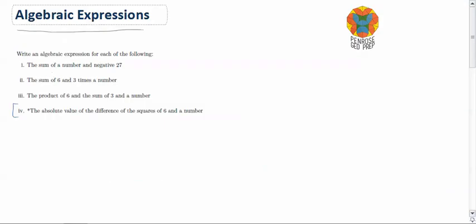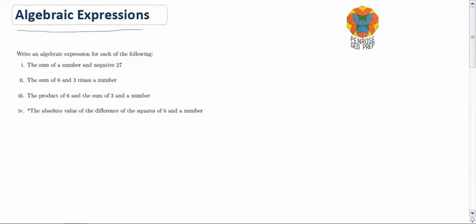Okay, on to problem 4. First of all, if you think that you can do this problem, it would be great to pause the video now, give it a try, and then watch the rest of the video to check your answer. If you'd rather wait a while to try it on your own, you'll have another opportunity to pause the video later on into the problem. Okay, so now that you've paused the video if you wanted to, let's take a look at this. We have to write an algebraic expression for the absolute value of the difference of the squares of 6 and a number.